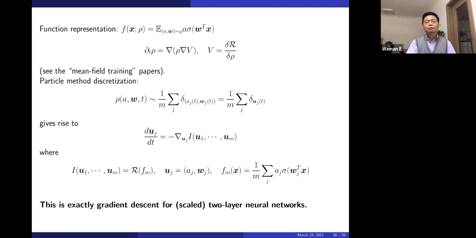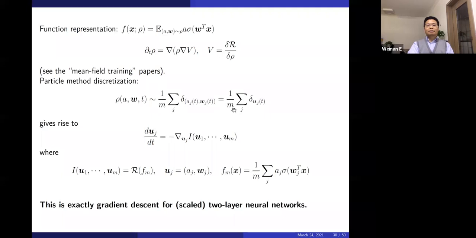But as you can see, it can also be motivated in a very natural way. Now, if we discretize using a particle method, namely we replace this probability distribution by a finite sum, and let's call these guys particles and call them u_j, then it can be shown that this equation is exactly equivalent to this equation, and this equation is nothing but the gradient descent flow for the loss function which is exactly the loss function here, but restricted to functions, to rho of this kind.